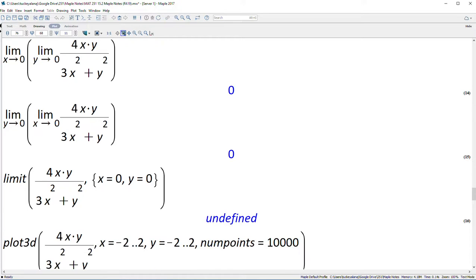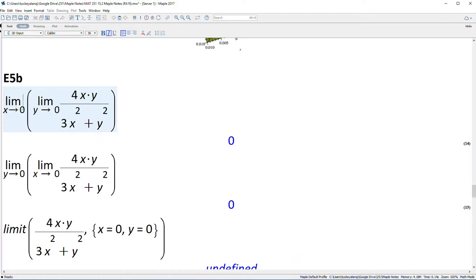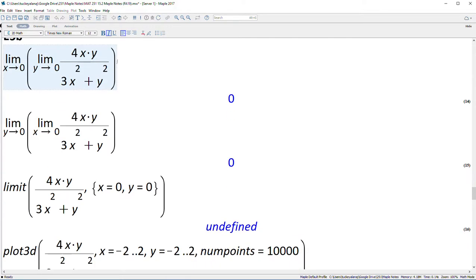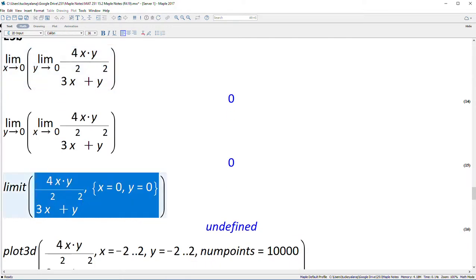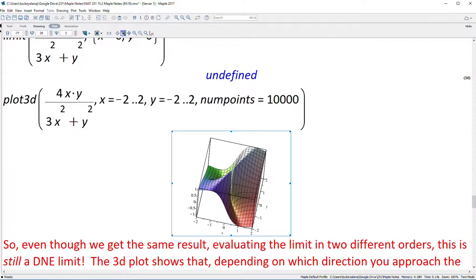Yeah, this is the right one. So 4xy over 3x squared plus y squared. As you can see, as I approach (0, 0), I'm getting 0. But if I do the overall limit, the limit of 4xy over 3x squared plus y squared at (0, 0), you can see that the computer says it's undefined. And here's what's happening. Let me make this a little bit larger if I can.